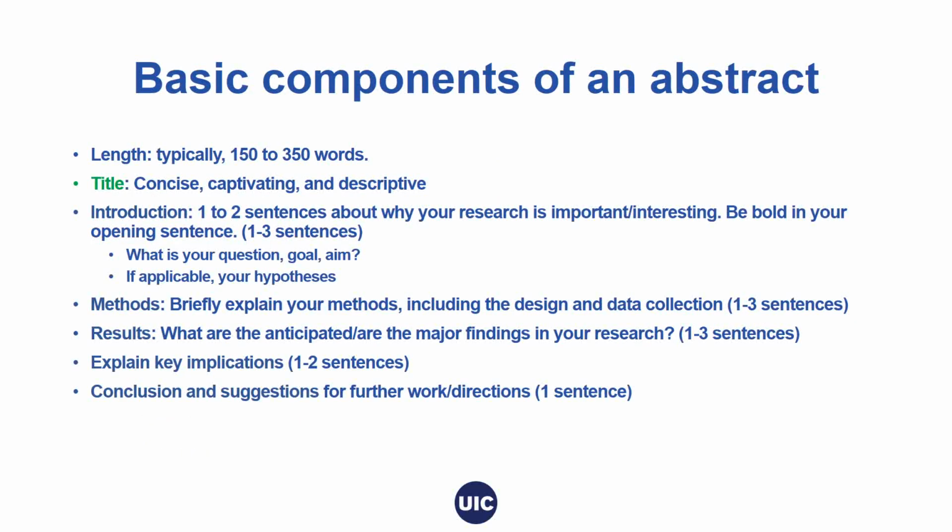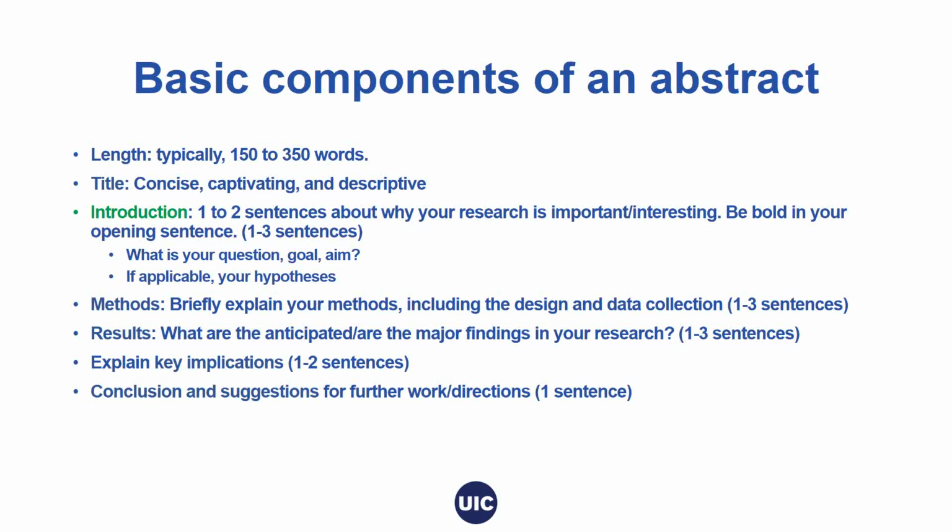The structure of a good abstract can typically be broken down into the following 6 basic components. Note that a conference abstract is typically 150 to 350 words long. First, you want to provide a descriptive and captivating, yet concise title for your project. Next, you should write a 1 to 2 sentence introduction about why your research is important. Be bold in your opening sentence, but stay focused on the specificities of your project from the first sentence.